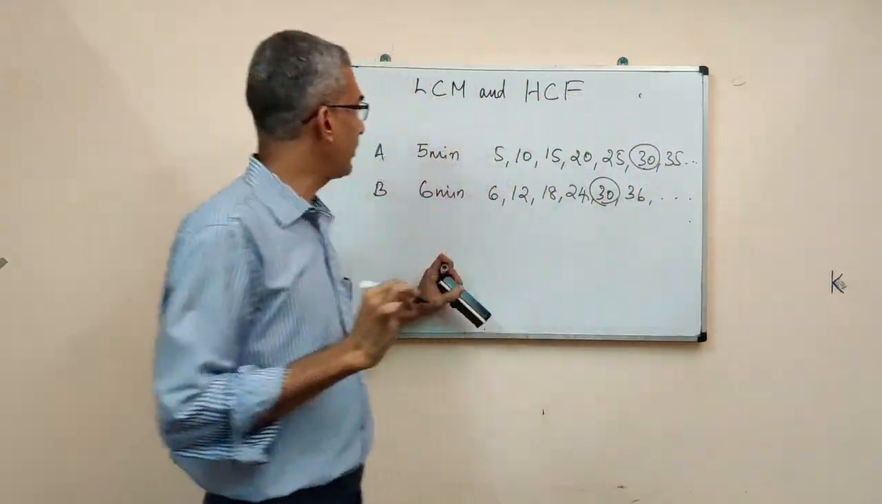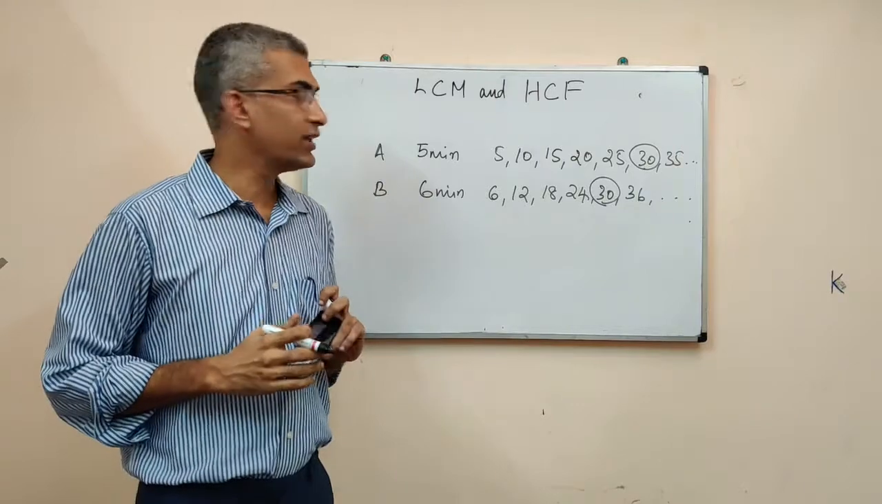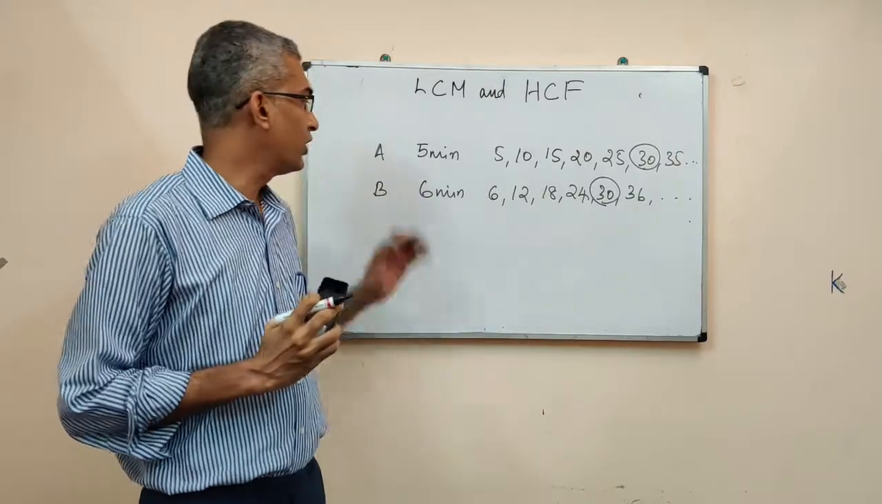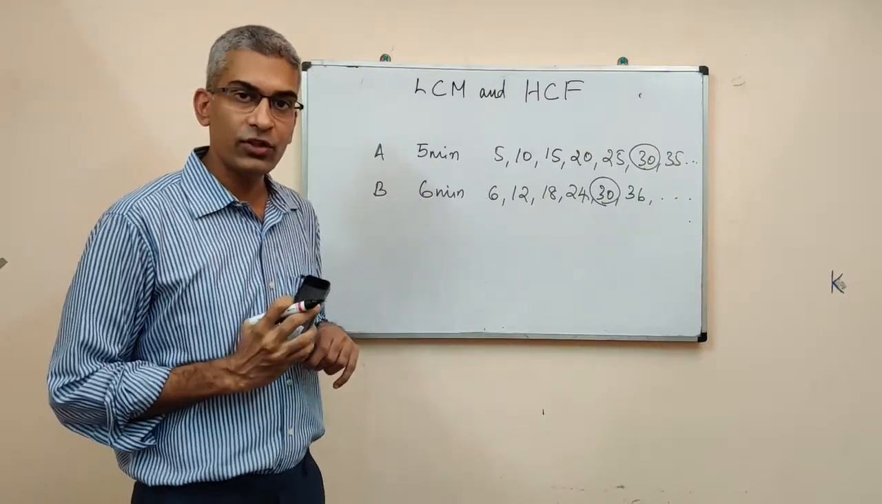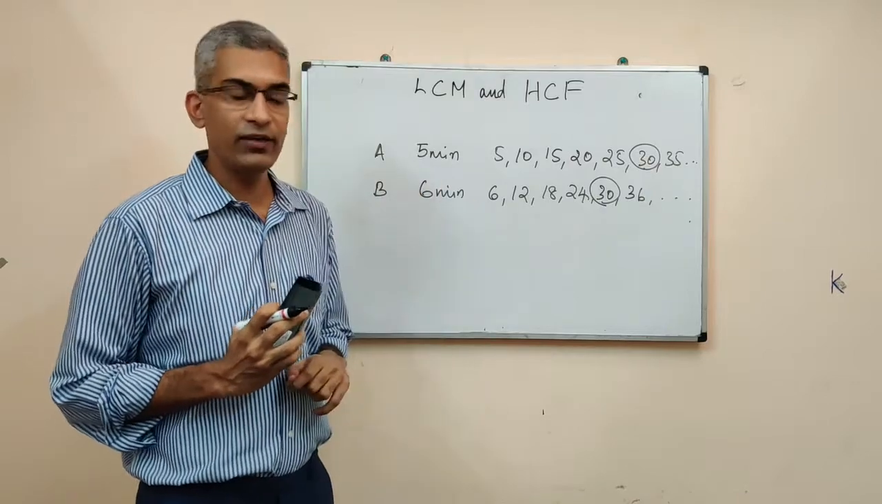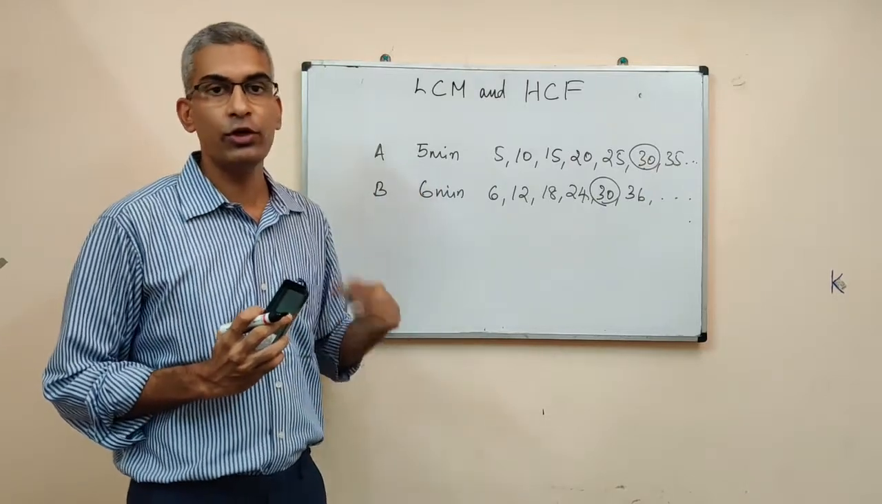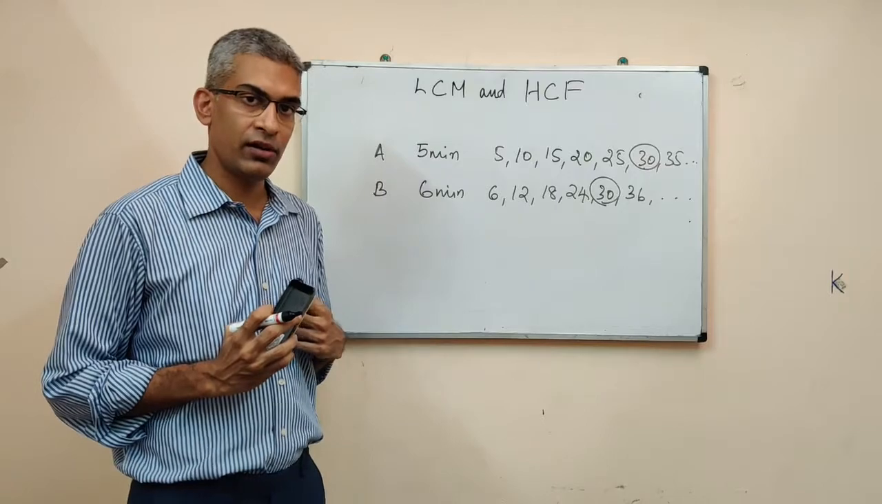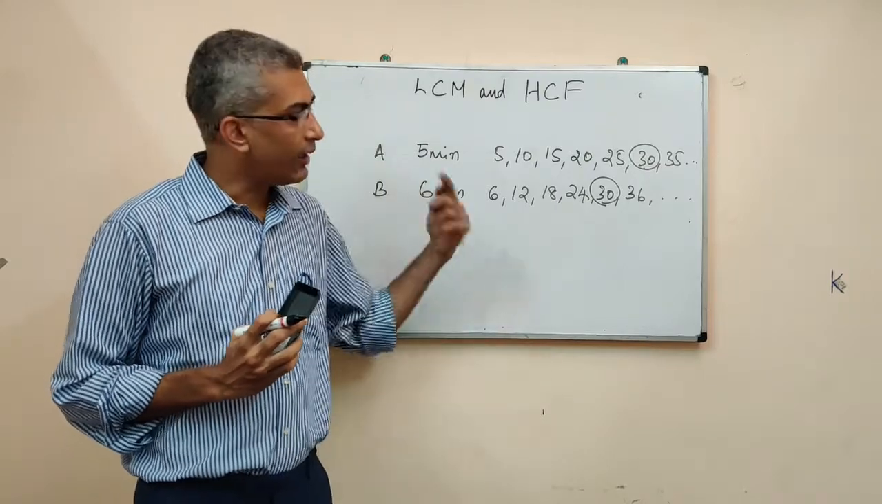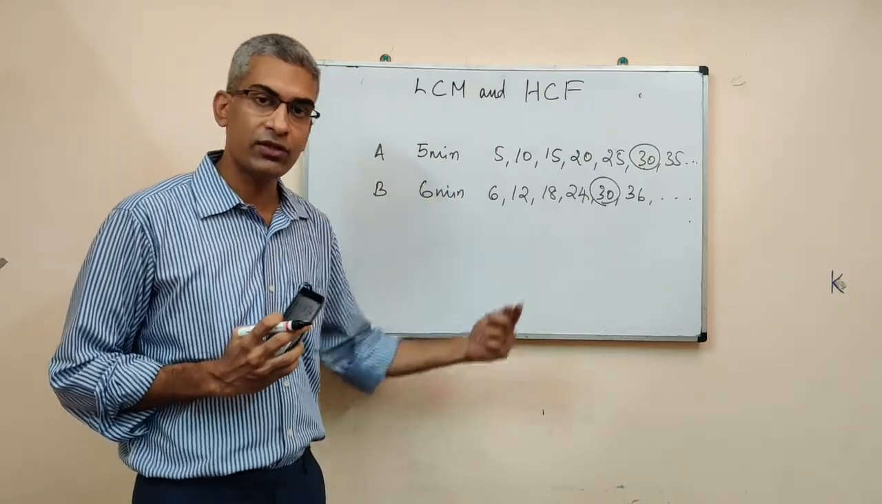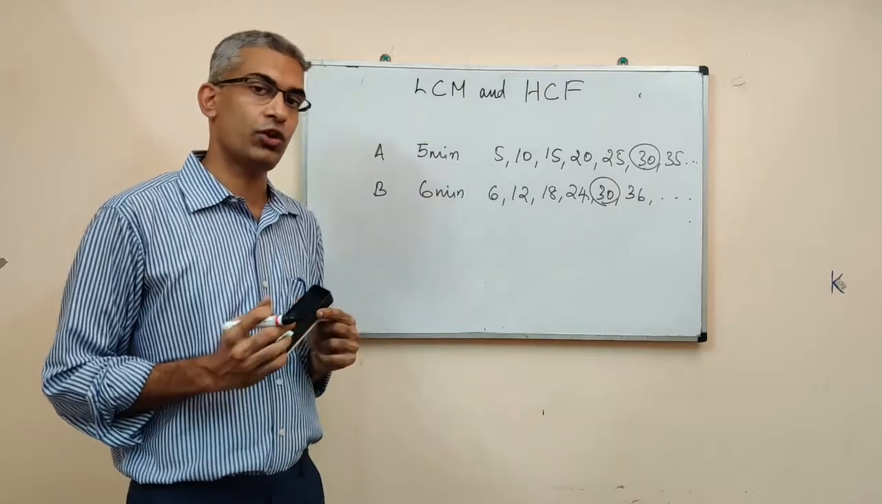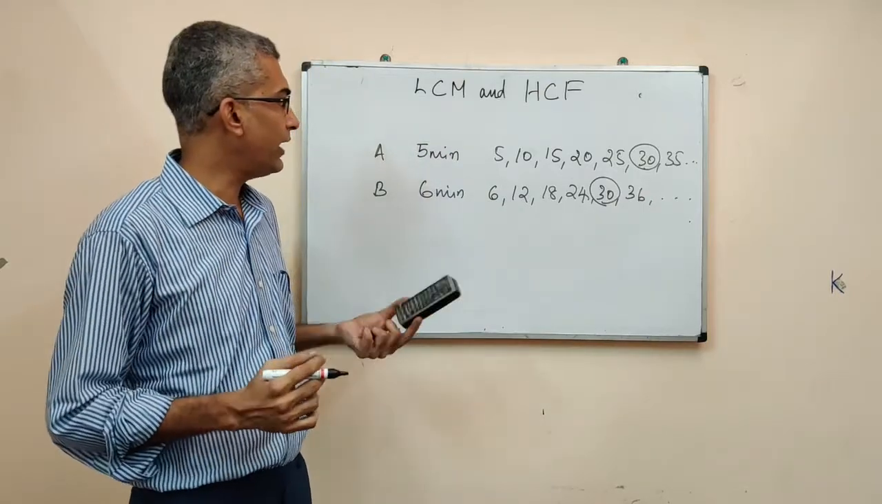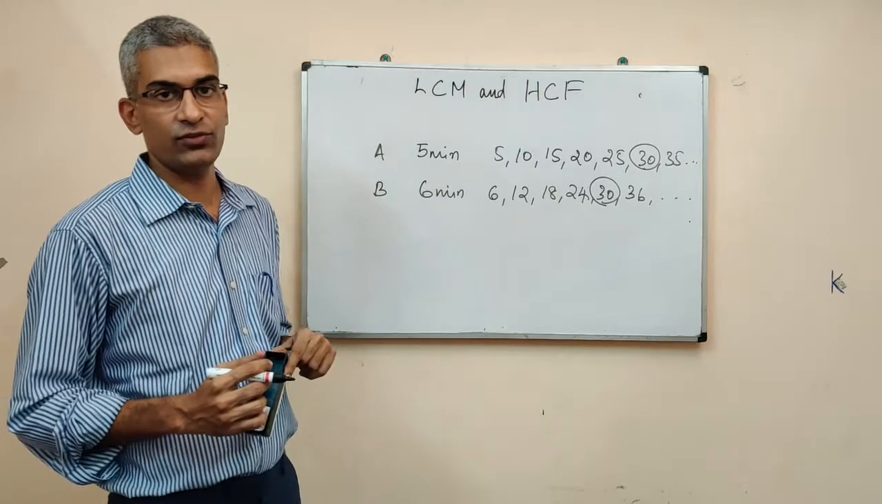30 is a common multiple of 5 and 6, and 30 is the lowest common multiple of 5 and 6. So after 30 minutes, these two machines will beep together again. So they will keep beeping together after 30 minutes, again after 30 minutes, again after 30 minutes and so on. The first time that happens will happen at the LCM of 5 and 6.